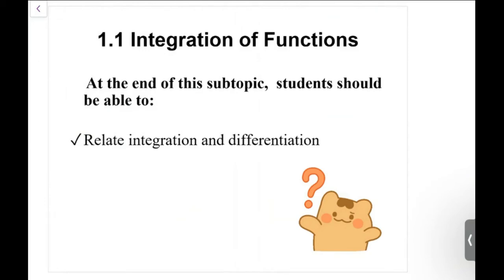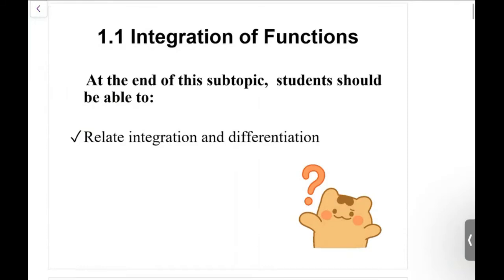In this video, we will discuss 1.1 integration of a function, the relation between integration and differentiation. So, as we all know, integration can also be called the anti-derivative process, or sometimes we call it the anti-differentiation process.